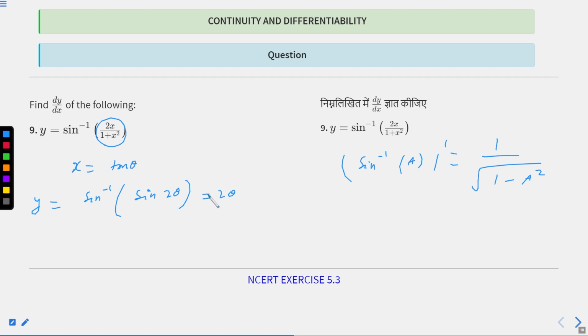Now derivate it. How are you going to derivate it? Quite simple. First of all, substitute theta back in terms of x, so you will get 2 tan inverse x. Now derivate it. The derivative of tan inverse x is 1 divided by 1 plus x square. So you will have your answer as 2 divided by 1 plus x square. Simple. See how you reduced your work by just simple substitution.